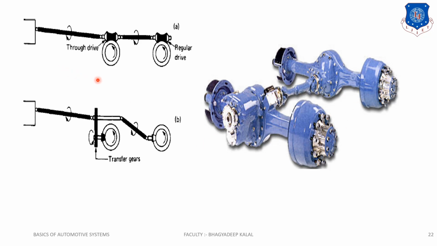So power comes from the engine to here, and 50% of the power is transmitted to these two wheels, and also 50% of the power is transmitted to these two wheels, with the help of heavy duty axles, or we can say tandem axles. In that we use two differentials, differential 1 and differential 2. So for example, you can make this diagram. The power is coming from here and it is transferred through the drive to this regular drive.